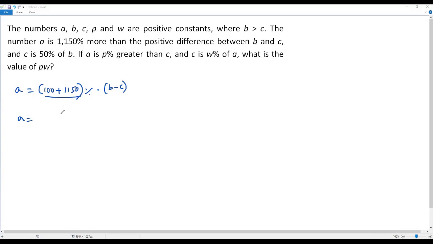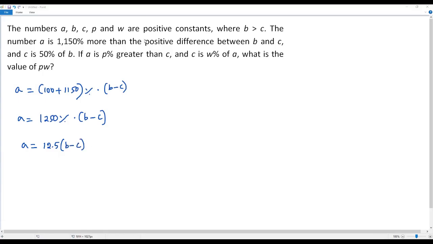When I add this one and this one, I am getting 1250% times B negative C. Okay, now what we can do is we can convert this percentage to decimal. For that, we have to divide this value 1250 by 100. When I do so, I am getting 12.5, that is 12.5 times B negative C.